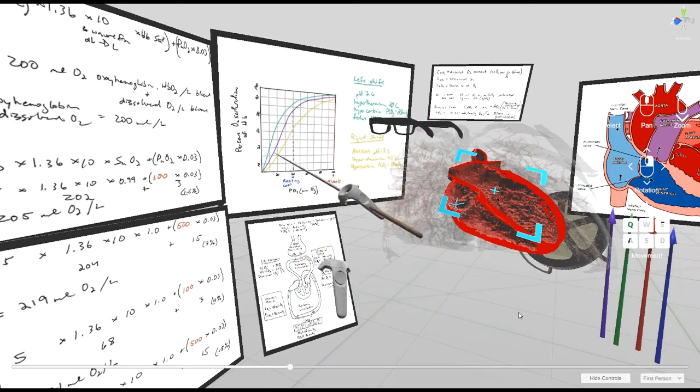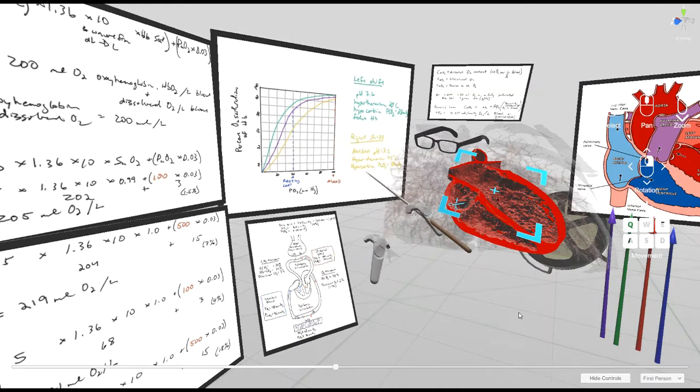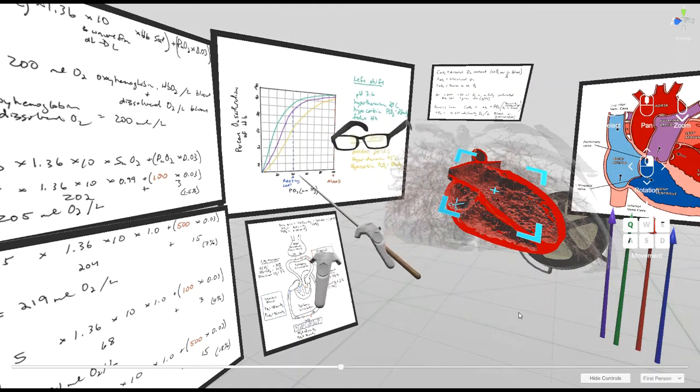And so what you can see is the purple line here in the middle represents the normal. Things that shift the curve to the left include alkalosis, hypothermia, hypocarbia, fetal hemoglobin. Things that shift it to the right include acidosis, hyperthermia, the opposite elements.